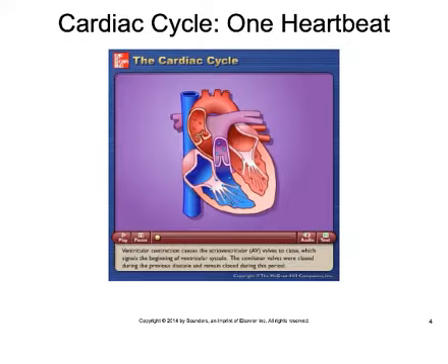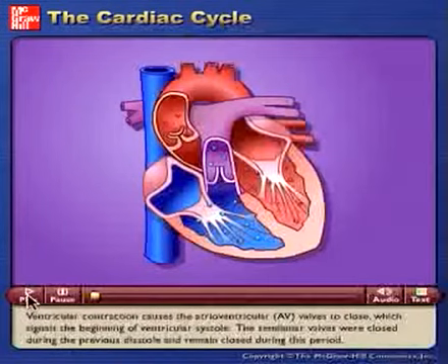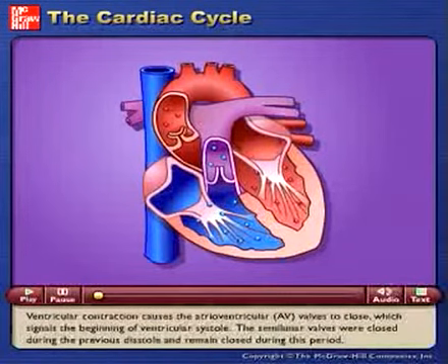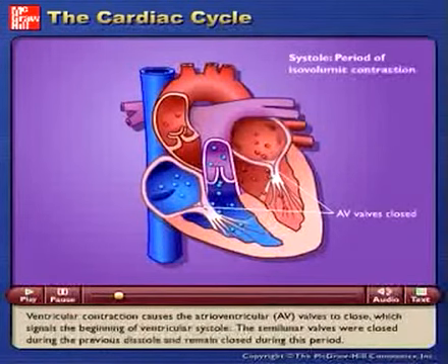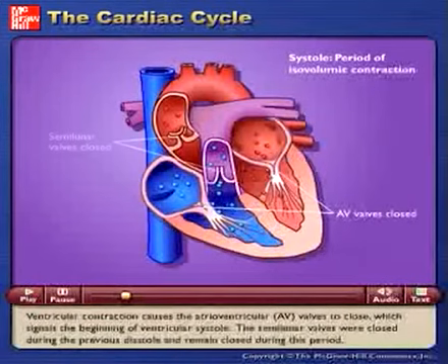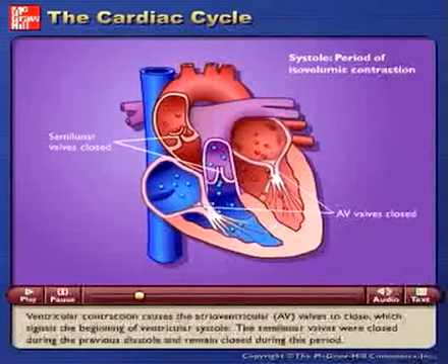So the first thing we want to review is the cardiac cycle. Ventricular contraction causes the atrioventricular valves to close, which signals the beginning of ventricular systole. The semilunar valves were closed during the previous diastole and remain closed during this period.